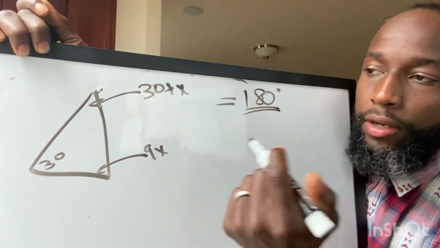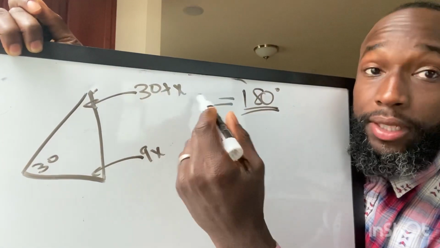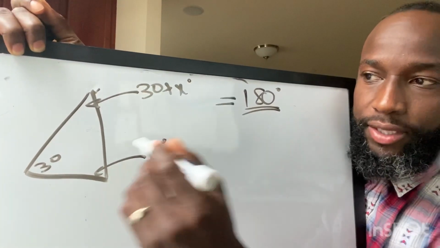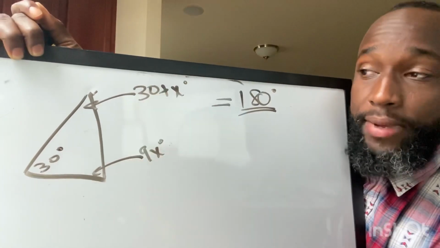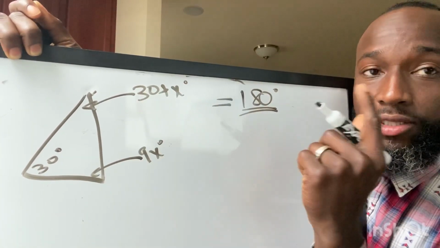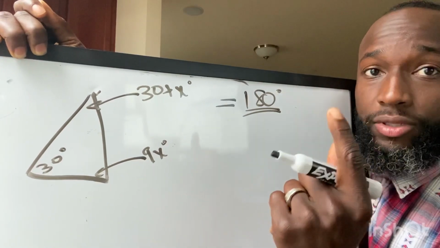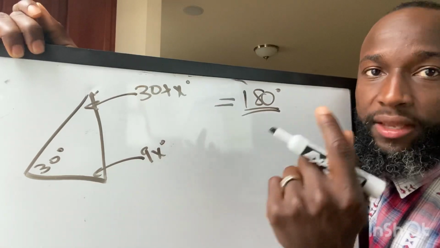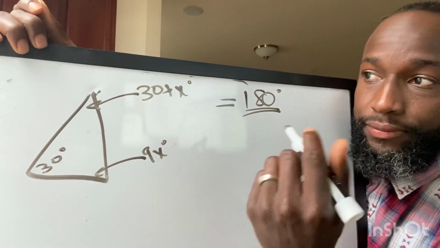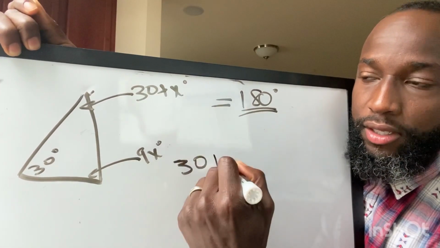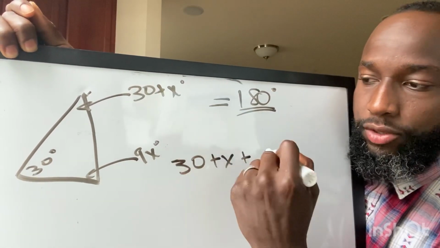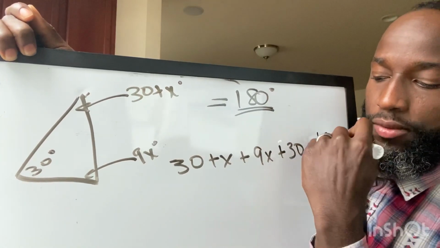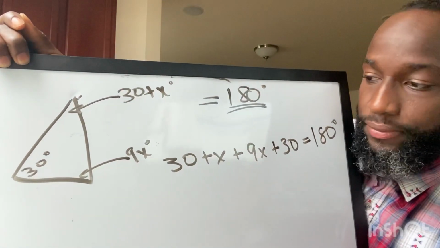So here you go. Angle 1 is 30 plus x, angle 2 is 9x degrees, and angle 3 is 30 degrees. You're gonna take these angle measures, set them equal to 180 to solve for x. Then you're gonna substitute those back into the equation to see what the measure of each angle is. So first things first, let's make an equation. We're gonna take angle 1, 30 plus x, plus angle 2, 9x, plus angle 3, 30, equal to the sum of all the angles, 180 degrees.